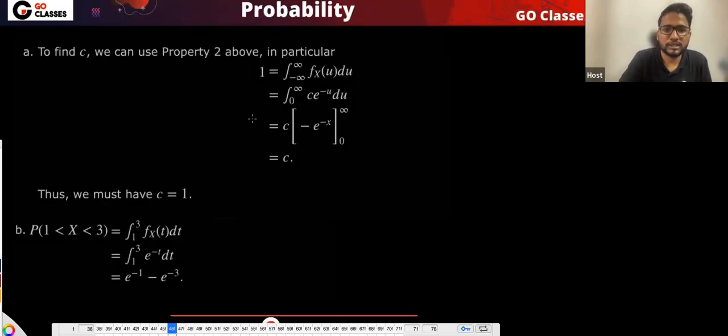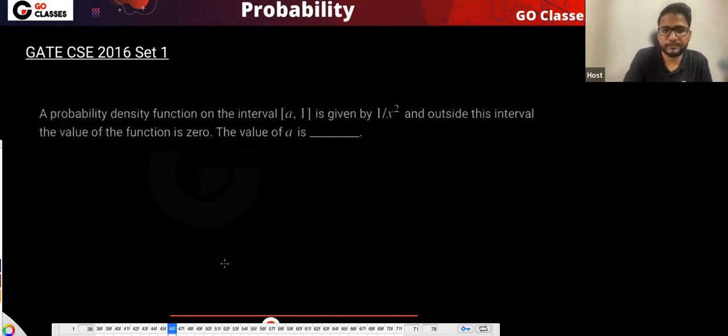Now let's just see this. C is coming out to be... to find C, we can use this property. So this is actually equal to 1, and C is coming out to be 1. We must have C as 1, and then this is the probability of 1 to 3. Okay, these are the answers.